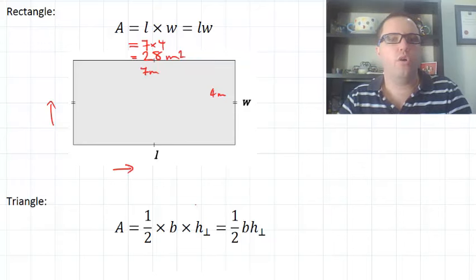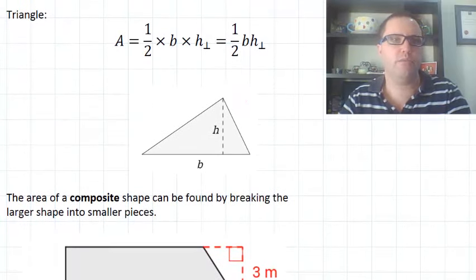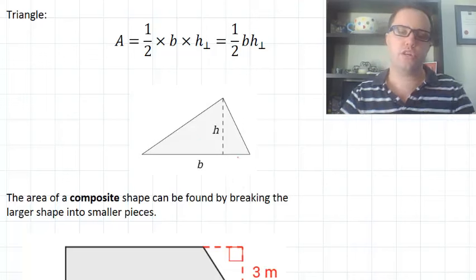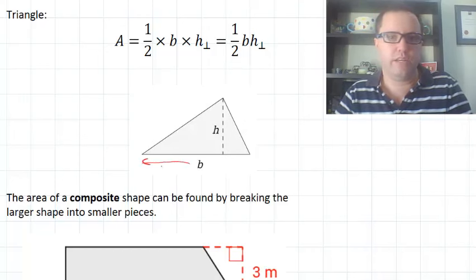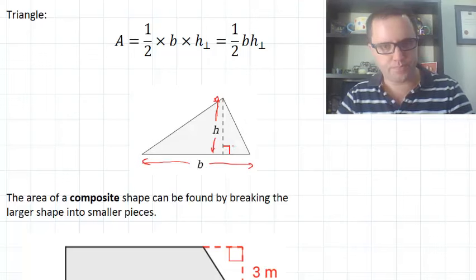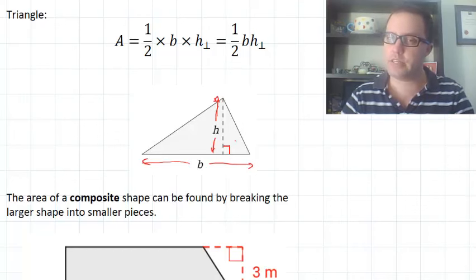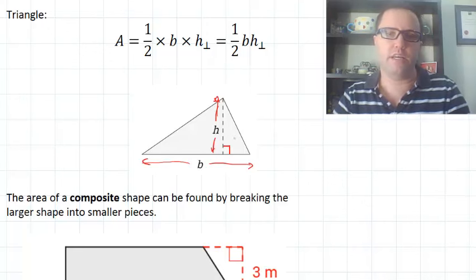Okay, triangle is a little bit different, and I've changed the formula maybe from the way you've written it in the past. We've got our triangle here, and the 2 measurements that we use for a triangle are the base, which is this distance here, and the height, which is this distance here. But it's a special kind of height. It is a height that is perpendicular, which means at right angles to the base. It doesn't matter how you measure it, as long as the height goes from the base to the top and is perpendicular to the base.